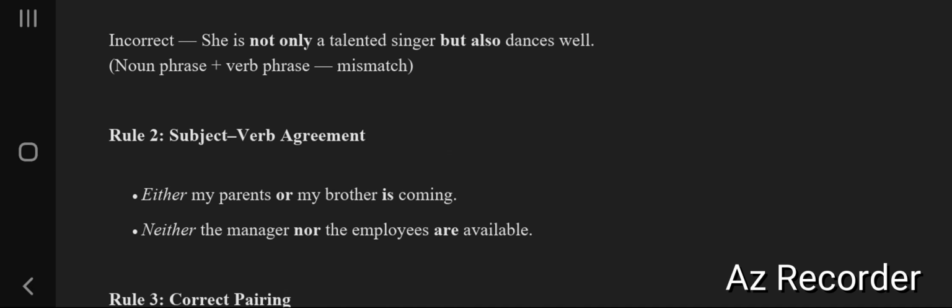Rule 2. Subject-verb agreement. When the correlative conjunction connects two subjects, the verb should agree with the part of the subject closest to it. Example: Either my parents or my brother is coming. Or: Neither the manager nor the employees are available.